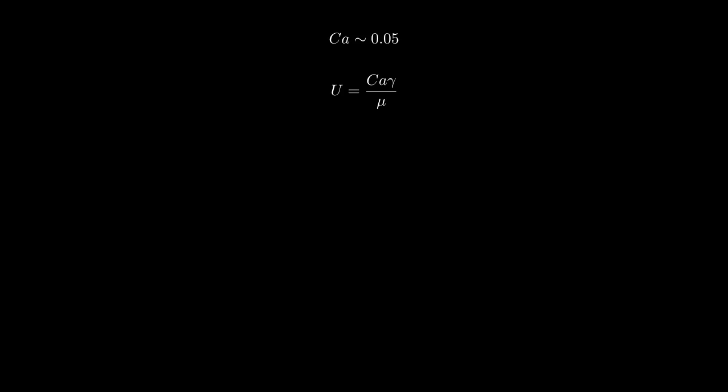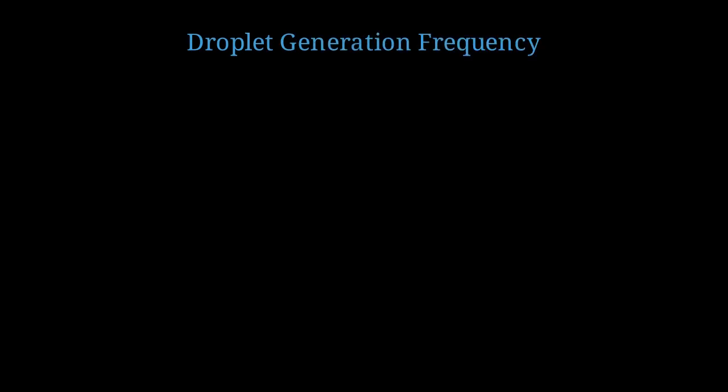Now we can solve for the required velocity. U equals Ca times gamma over mu. If the continuous phase is water with viscosity 1 millipascal second, then U equals 0.05 times 20 times 10 to the minus 3 divided by 10 to the minus 3, which gives 1 meter per second. That's quite fast. Let's talk about how fast we can generate droplets.